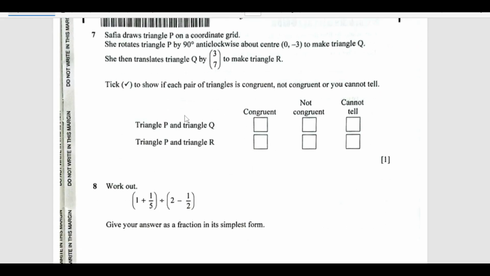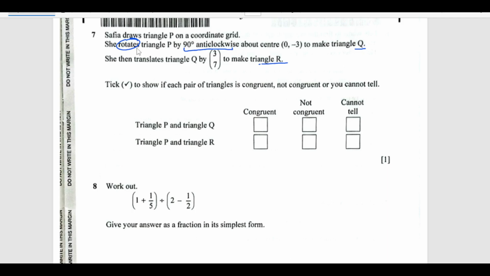Now, number 7, Safia draws triangle P on the coordinate grid. She rotates P by 90° clockwise about center (0, -3) to make a triangle Q. Then she translates Q by 3 units to make the triangle R. Tick to show if each pair of triangles is congruent, not congruent, or you cannot tell. So, triangle P and Q. Now, if you see, it is a rotation, right. She rotates by this.